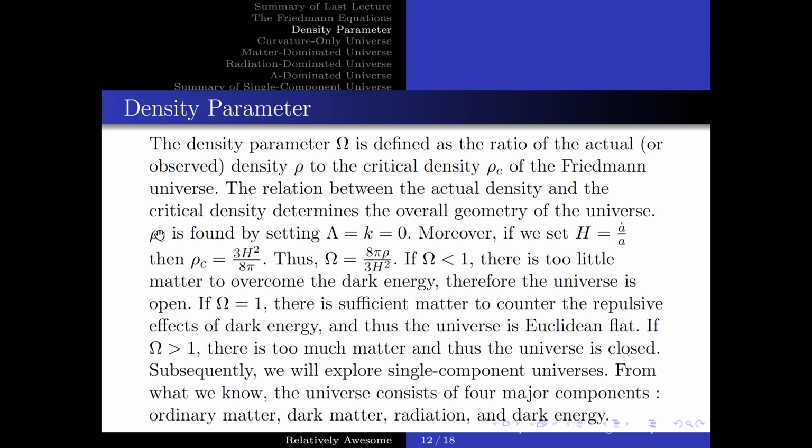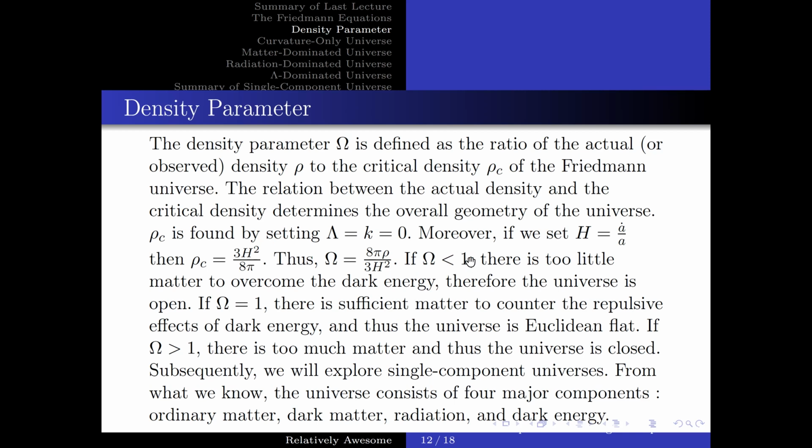The critical density, rho sub c, is found by setting lambda equals k equals 0. And moreover, if we set the Hubble parameter to be equal to a dot over a, we find that the critical density is as follows. Thus, the density parameter can be written in the following manner.